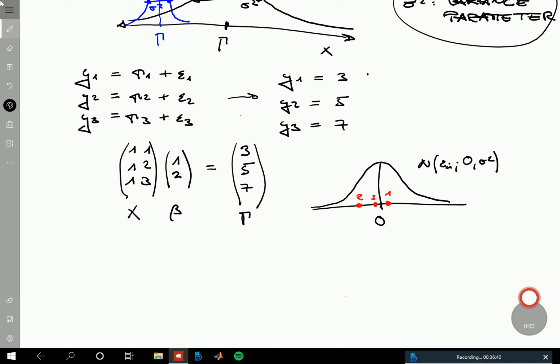And let's say, in terms of scale, this is 1, and this is -1. So the first epsilon 1 came out as 0.2, I guess. Plus 0.2. The second came out as minus 0.7. And the third came out as -0.1. So if we then evaluate y1, y2, and y3, we get 3.2, 4.3, and 6.9, right?